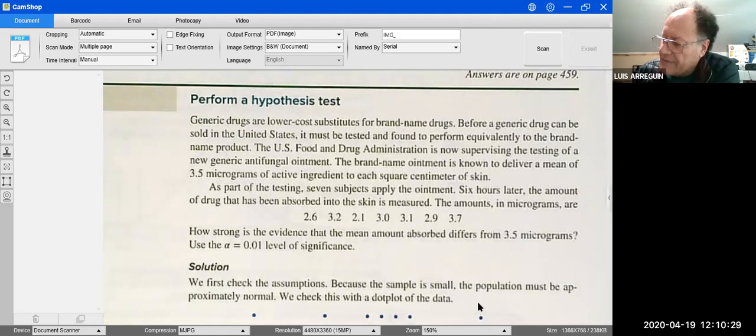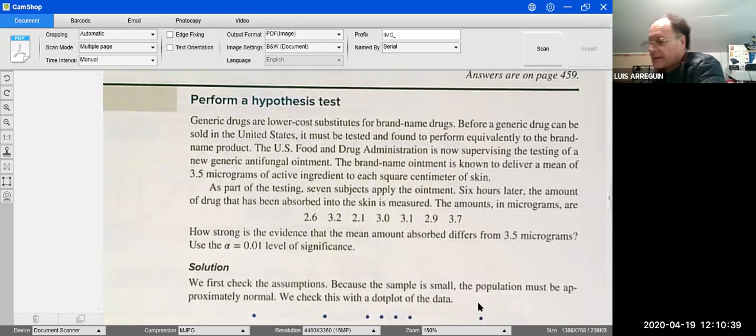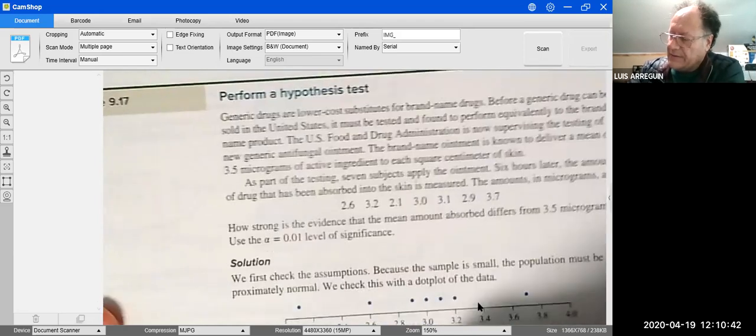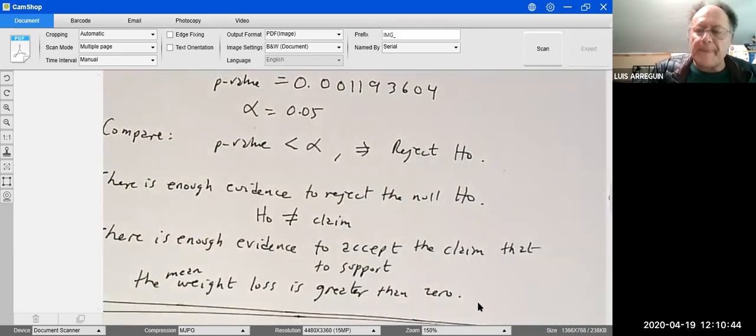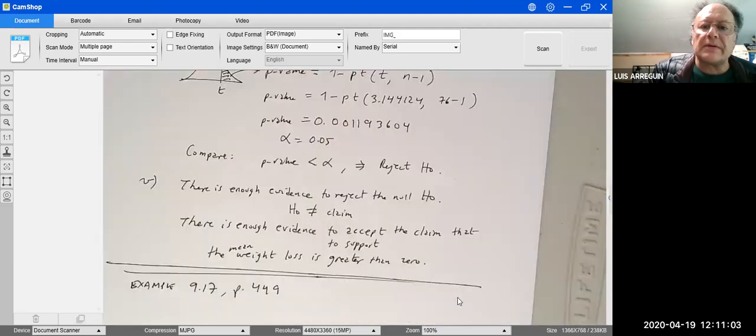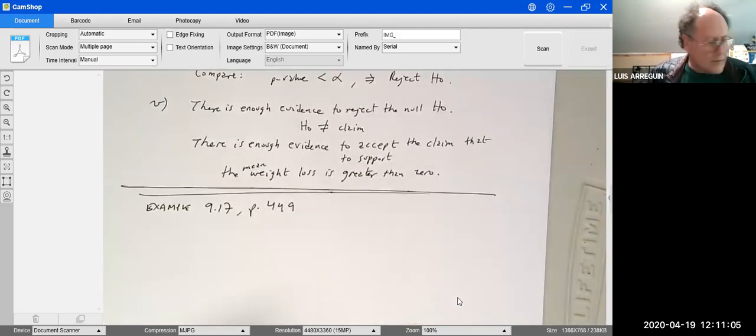I'm going to use the alpha equals 0.01 level of significance. So now alpha is different from before. So let's work on this problem now. So let's see what happens with this information. We're going to need to write our claim and everything.